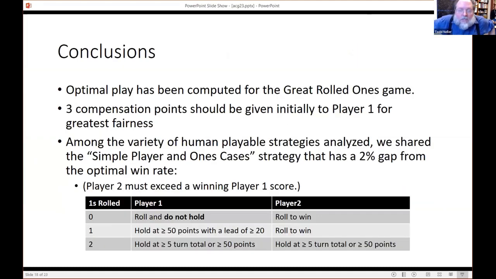In conclusion, we've computed a strong solution of optimal play for all states of the Greater Rolled Ones game. We found that 3 compensation points awarded to the first player make for greatest fairness. And as you just heard, a relatively simple human-playable strategy has only a 2% gap short of the optimal win rate. So we can take questions.